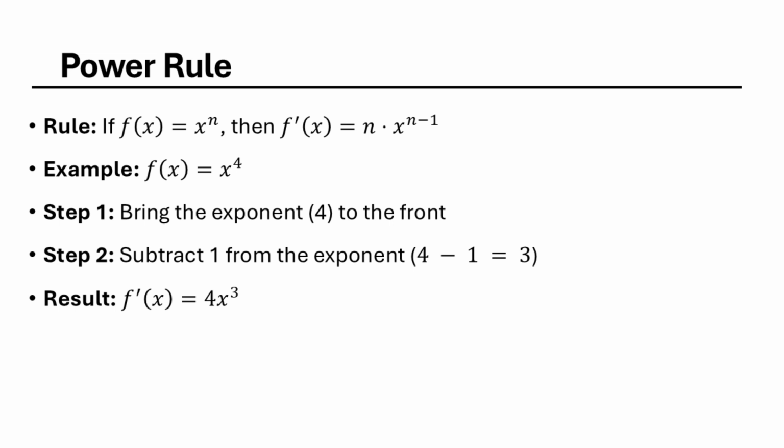Let's look at f of x equals x to the power of 4. First, we take the 4 and move it in front of the x. Then, we look at the exponent 4 and subtract 1, which gives us 3. So, the derivative f prime of x equals 4 times x to the power of 3. This rule is incredibly powerful and applies to positive integers, negative numbers, and even fractions.